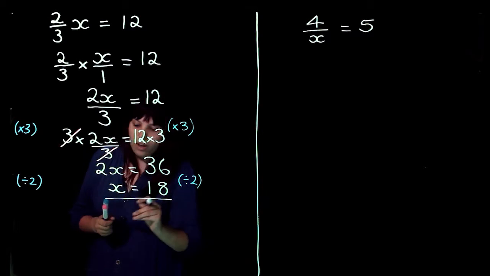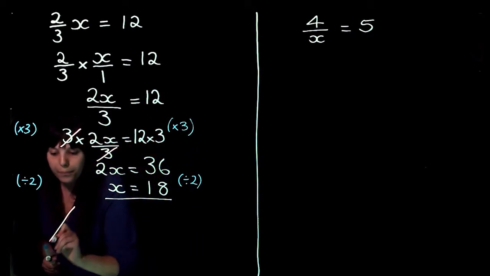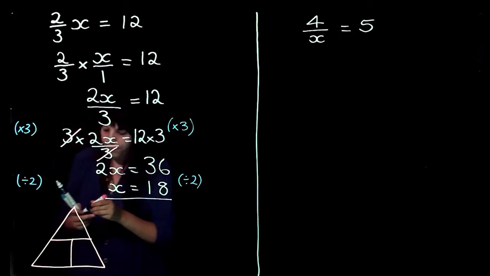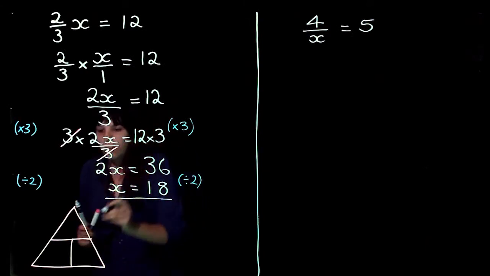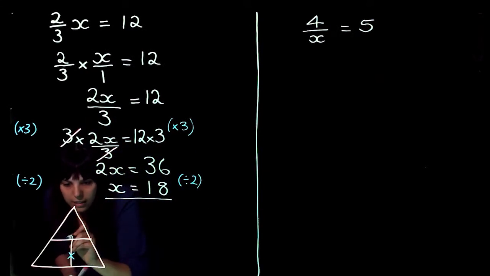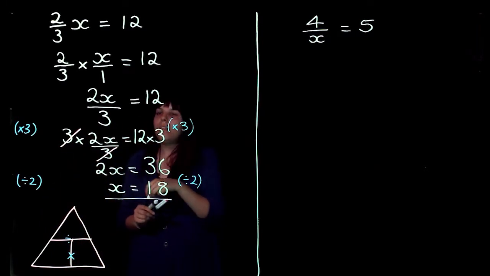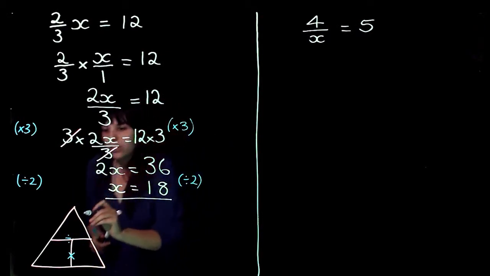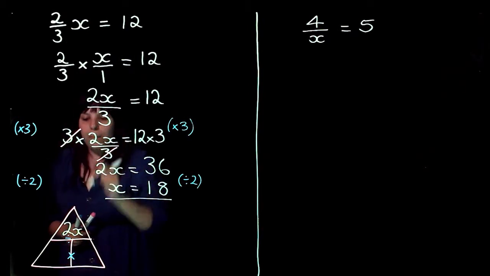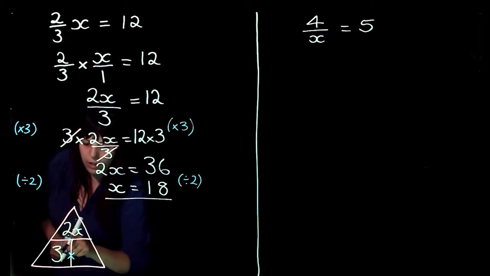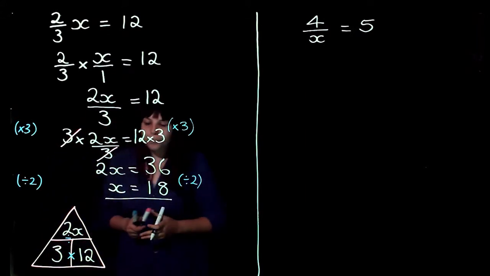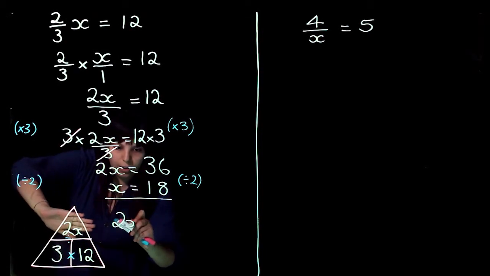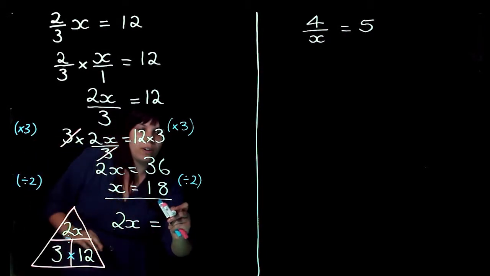And that's my solution. But I can put that into the rearranging triangle. And remember, in our triangle, we have times for that line, and this line is divide. So I'm going to go to this part of my example, and the thing in the numerator is 2x. And then we've got 3, and 2x divided by 3 gives me 12. So I want to find what x is, but currently, because I've got 2x, that's going to be what I'm finding. So 2x equals, and if I cover that up, I've got 3 times 12.